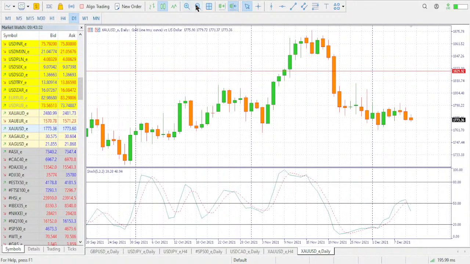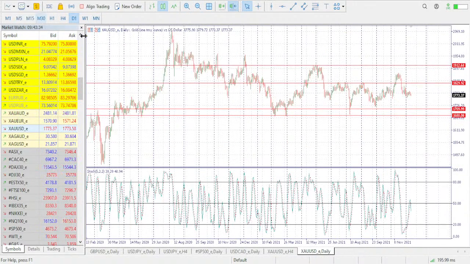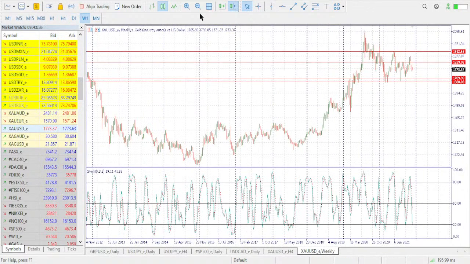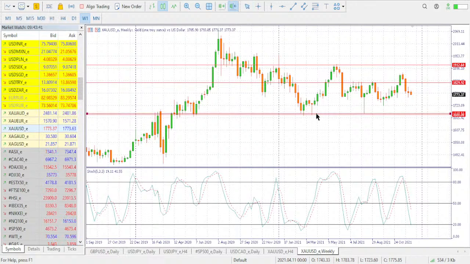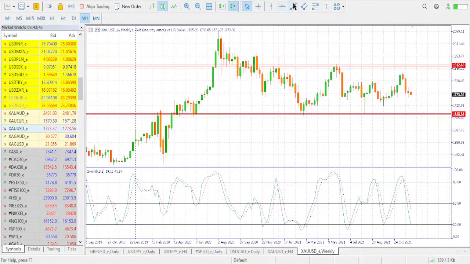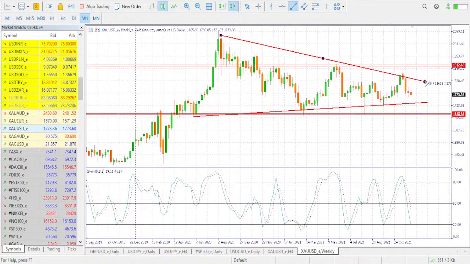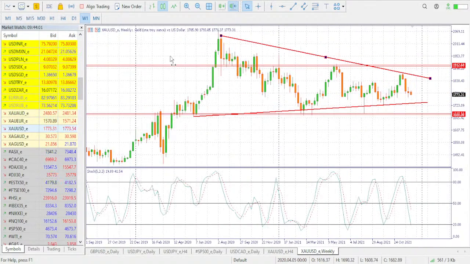On the weekly chart, we actually have a converging wedge formation. These are the lines which are most significant on this chart, and then you have a converging wedge formation, and then you have this one here. This is the one which looks much more interesting. If I do it like this, it looks like it's okay.